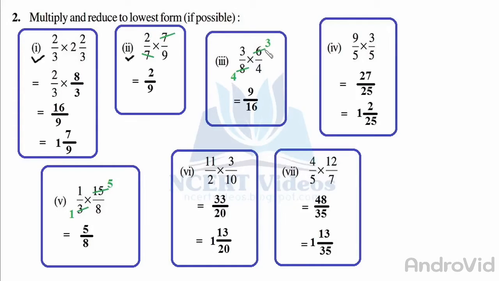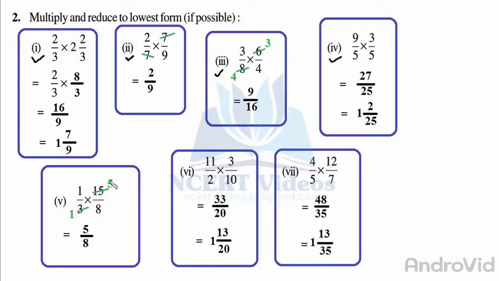Now here cutting opportunity, 3 2s are 6, 4 2s are 8, 3 3s are 9 and 4 4s are 16. It is proper. So proper is where numerator is smaller than denominator. Again 27 and 25. This is improper because numerator is greater. So 25 ones are 25, 2 remainder over 25. That was your fifth part.